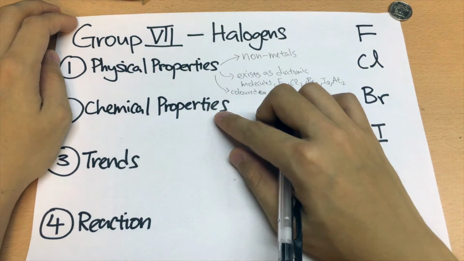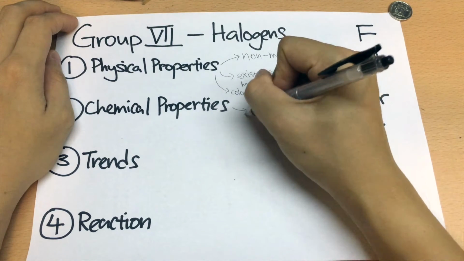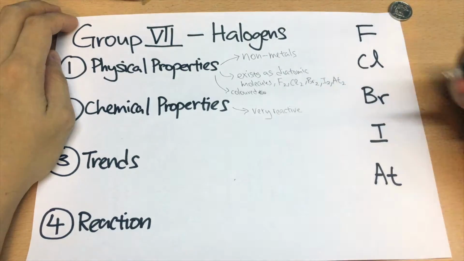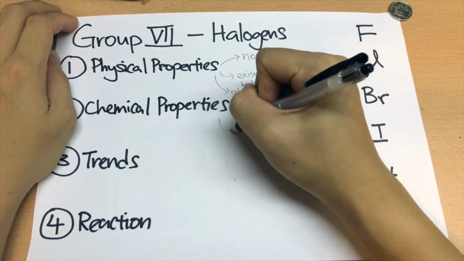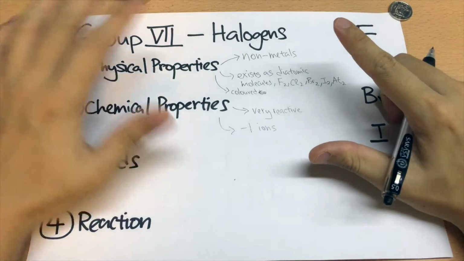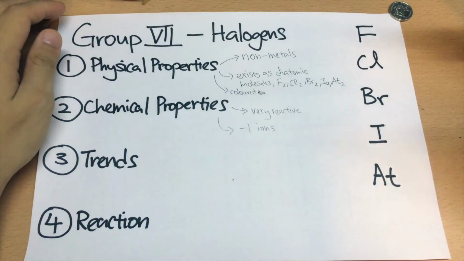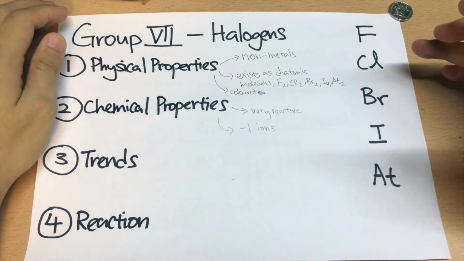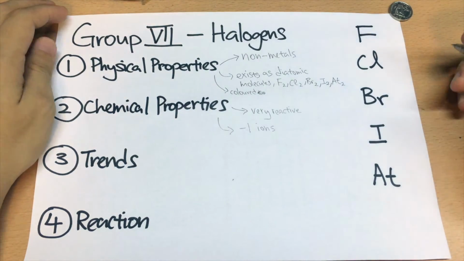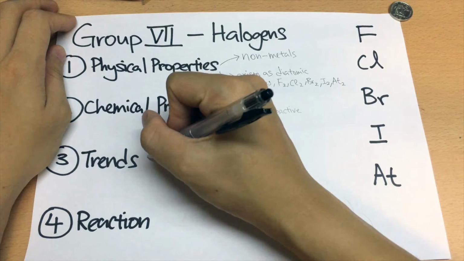Halogens in group 7 are extremely reactive. They also form -1 ions because they have 7 valence electrons, and by taking 1 electron they obtain a noble gas configuration. So what trends must I know for halogens?